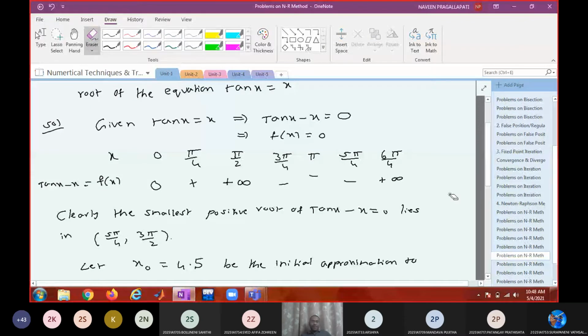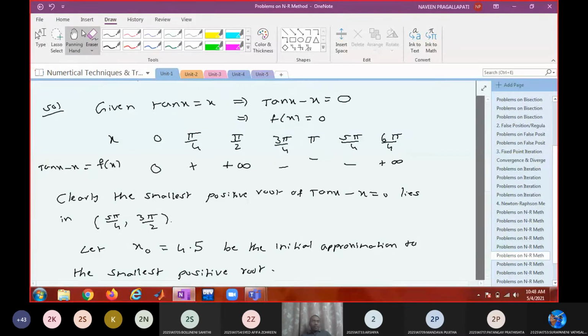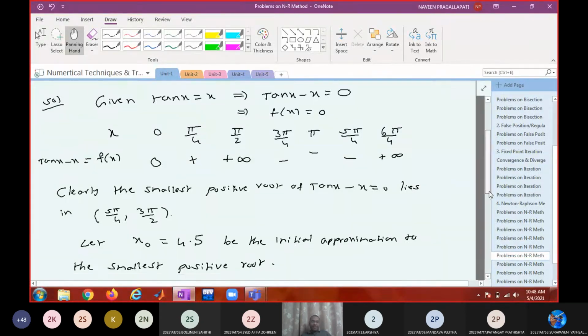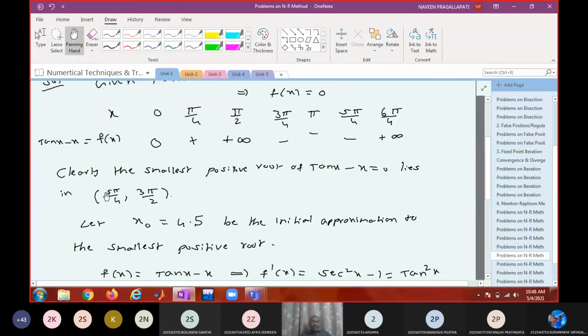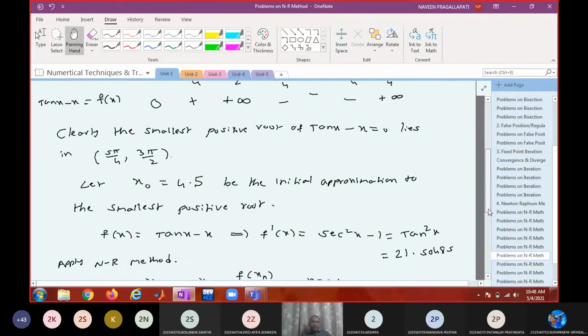Okay, so you find out the approximate values of 5 pi by 4 and 3 pi by 2. You take a value which is in between these two. I took that value as 4.5. Use your calculator and find out the decimal values of these two, and take a value in between these two. So I started with 4.5 as the initial approximation.